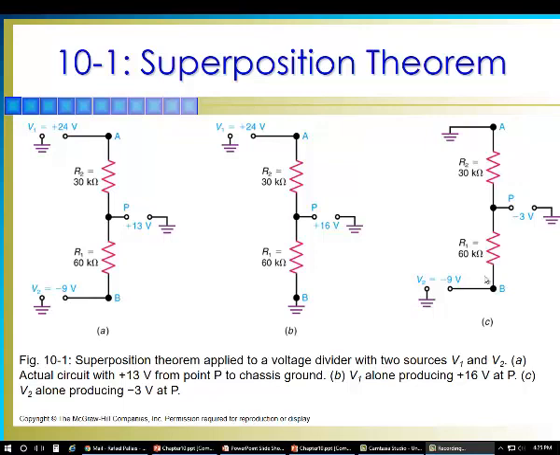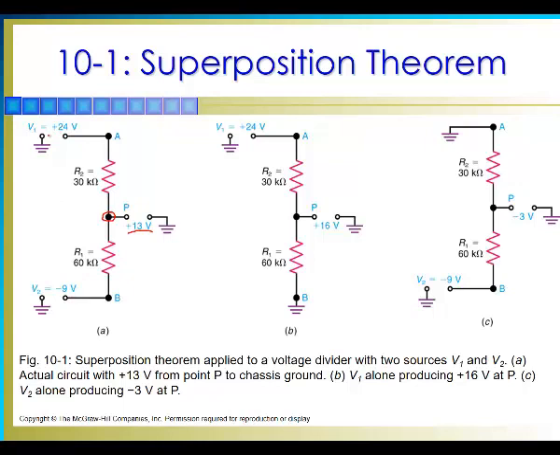So here's an example. On this figure we have figure A, and we have two sources. We have a voltage source on top of 24 volts. We have a voltage source in the bottom that is a negative voltage. This is negative 9 volts. And as you can see, they both are connected to ground. So the voltage at the point P right here is 13 volts.